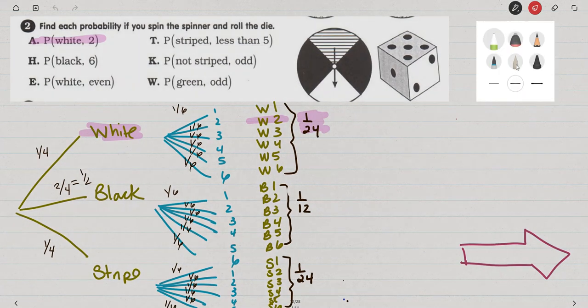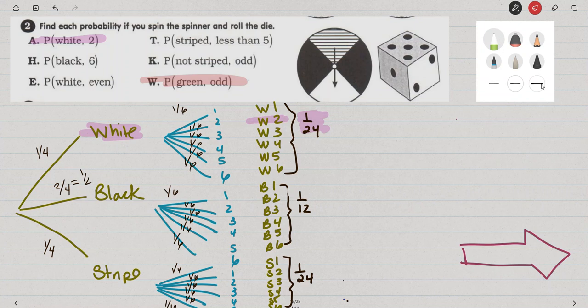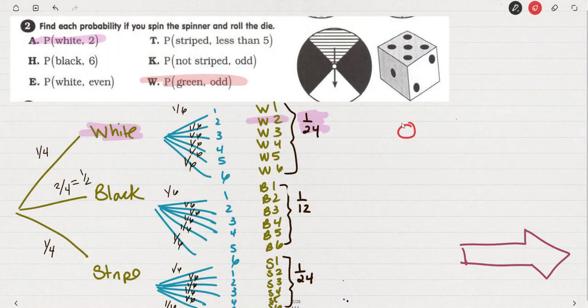Last one, we've got green and then odd. Well, what's the probability of that spinner landing on green? I don't see a green. So what's the probability of green? There's nothing that we would select. So the probability of green is 0. So the probability of green and any number is still 0 because there is no green. So that one is a quick, easy one once we understand the problem.